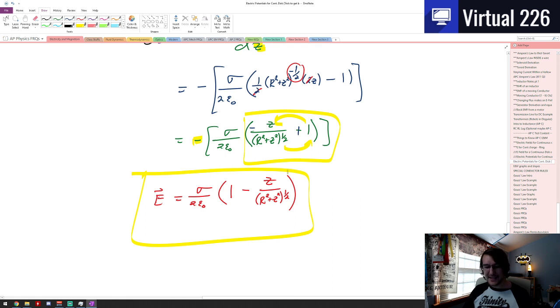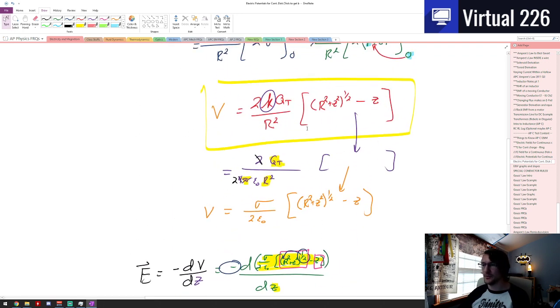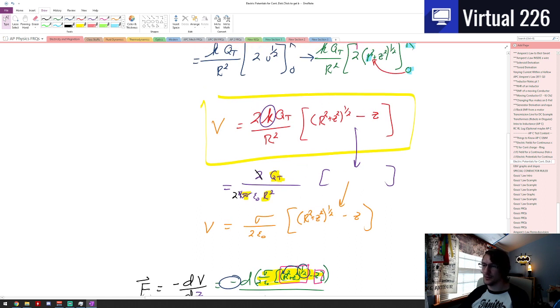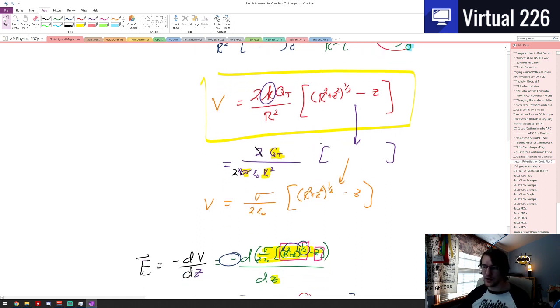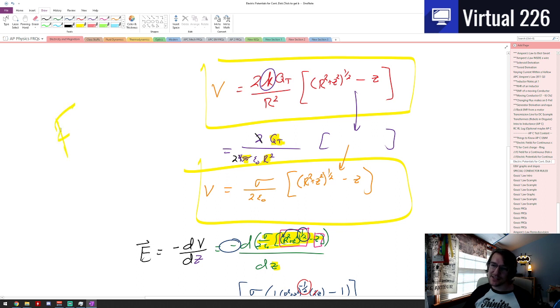So that's it for the potentials for either a curved arc or a curved ring, which we saw in our prior video. And then this was how we get the potential for a circular disk, right up here: 2k Q over R squared times the quantity, or sigma over 2 epsilon naught times this quantity. However you want to write that, either way, this is all finished.